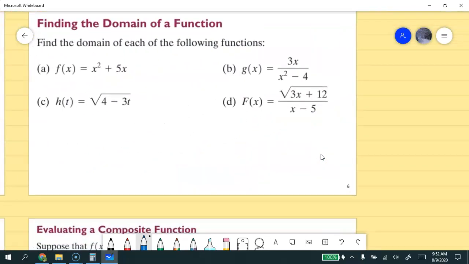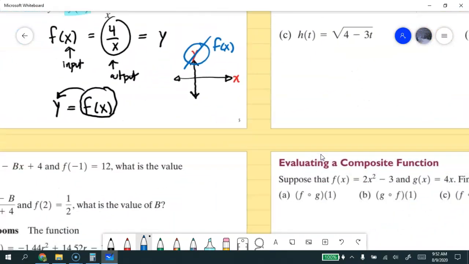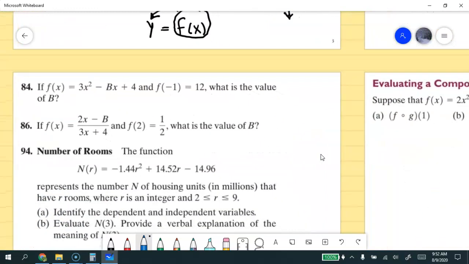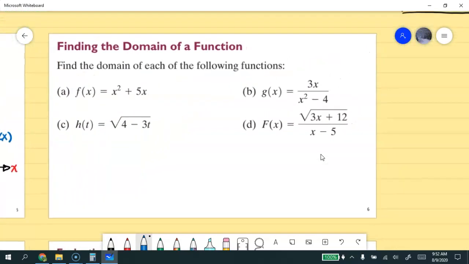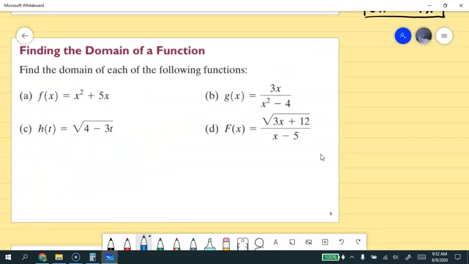Now we're going to focus on finding the domain of a function, and then we'll try to do some of the problems that are also on the homework, but that's pretty much going to do it for this lesson here. So finding the domain of a function can be a little bit tricky, and so what we're going to do is go through every single one of these.